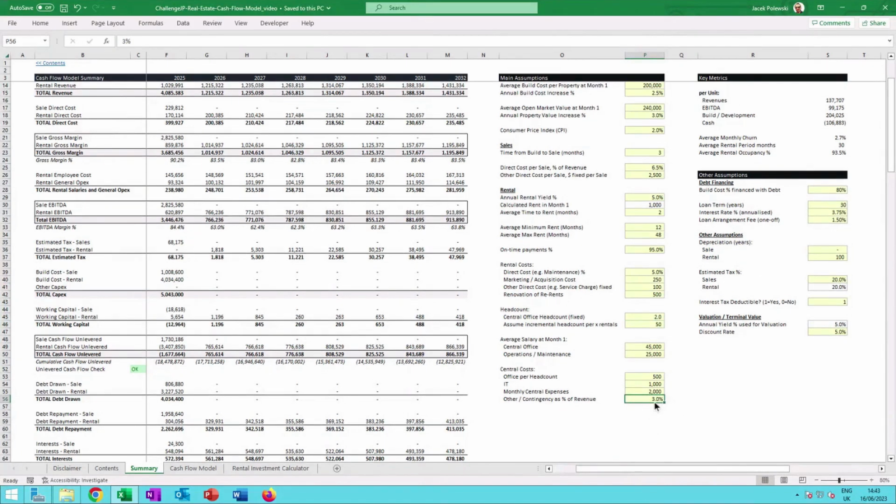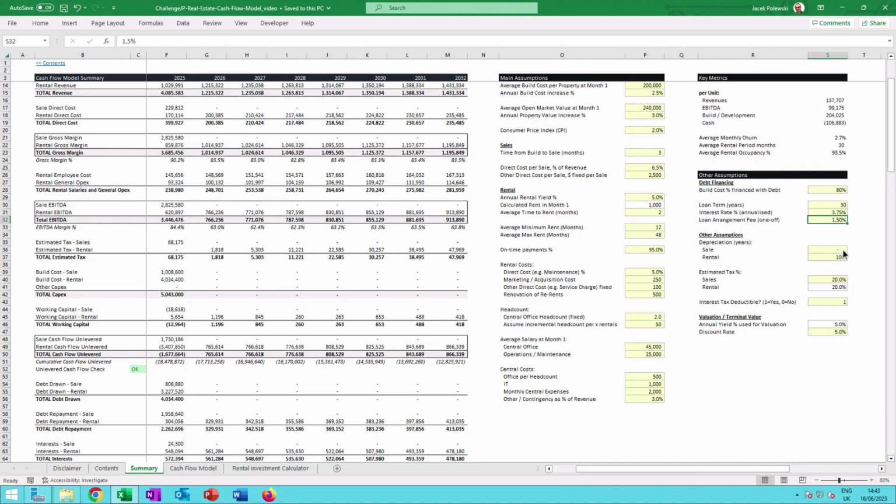Okay. Now, to the right, you will also notice that I've added some debt financing assumptions. So as I mentioned before, the model assumes that you can finance some of the build cost through, for example, a loan from a bank. That's where you can set the percentage of the build cost that will be financed through debt. Also the terms, so how many years you're going to be paying that debt over, the annual interest rate, and then any one-off fees associated with drawing the debt.